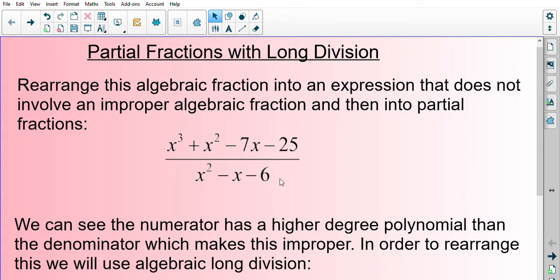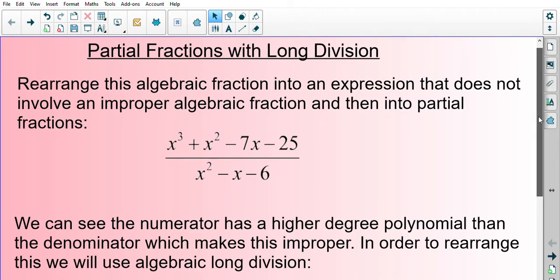So you can see here with my question, this will be my question that I'll be using today. You can see the highest power on the numerator is cubed, which is higher than the highest power on the denominator, which is squared. Okay, so that's why we have an improper fraction. So in order to rearrange this, we will need to use algebraic long division first to get a fraction that has non-improper properties. Okay, and then hopefully we can then use that to split into partial fractions. So let's look at how we would do long division first.